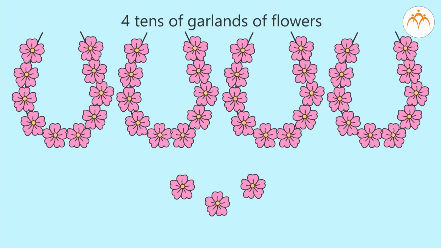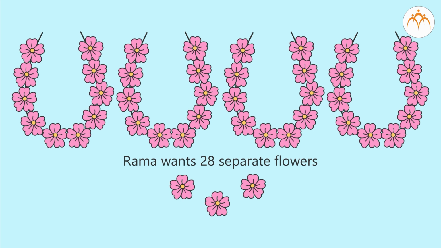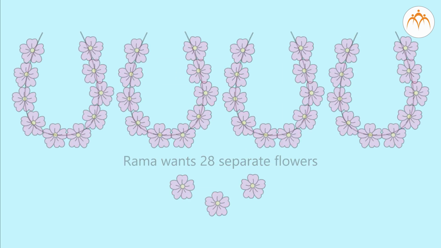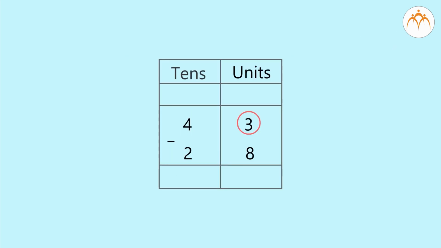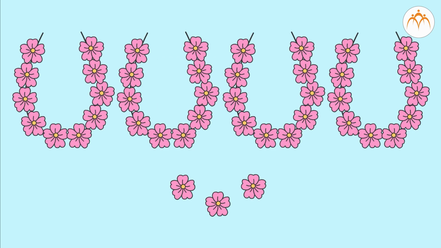The grandma has a garland of 40 flowers and there are 3 separate flowers. Rama wants 28 separate flowers. How many flowers remain with grandma? 4 garlands, 3 separate flowers. We shall write in tens and units. 4 tens, 3 units. Now we cannot subtract 8 units from 3 units, so we split 1 tens, that is, separate flowers from 1 garland.